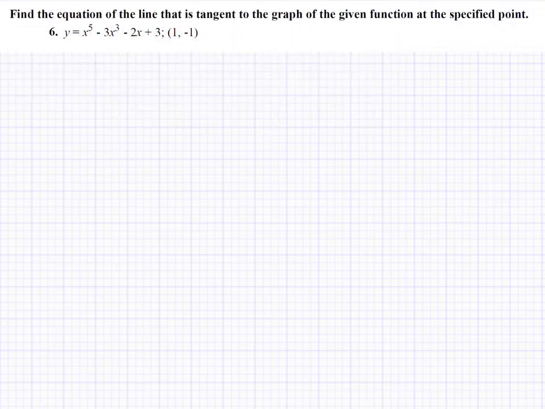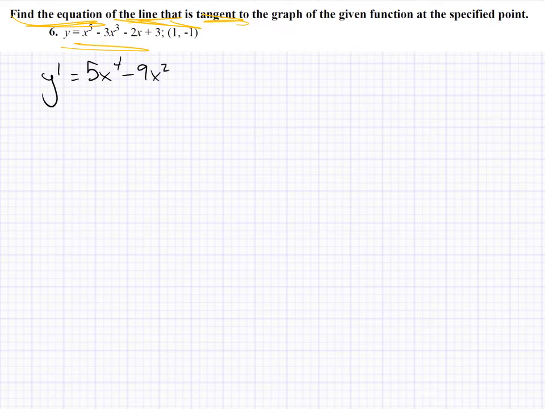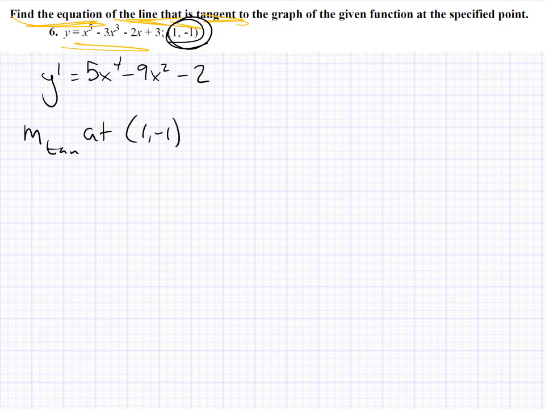Okay, here we want to find the equation of the tangent line. Now we have a function, in which case we're going to want to find the derivative of that function, which will be easy: 5x to the fourth minus 9x squared minus 2. And this will help us find the slope of the tangent line at this point. So if we want to find the slope of the tangent line at (1, -1), we're going to have to plug 1 in here for x.